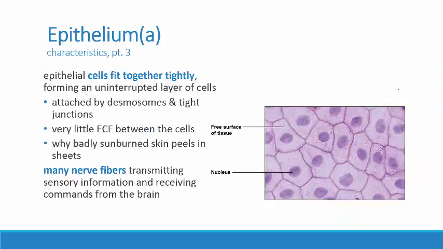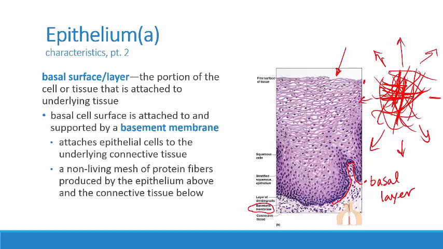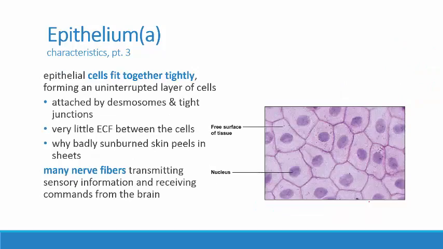Epithelial cells tend to fit together very tightly, forming an uninterrupted layer of cells. So now, rather than looking in side view, in this picture we're looking at a bunch of cells. These are slices through the cells so that we can see them from the side. In this picture we're looking straight down onto an epithelium, and you can see that the epithelial cells are wedged very tightly against each other.